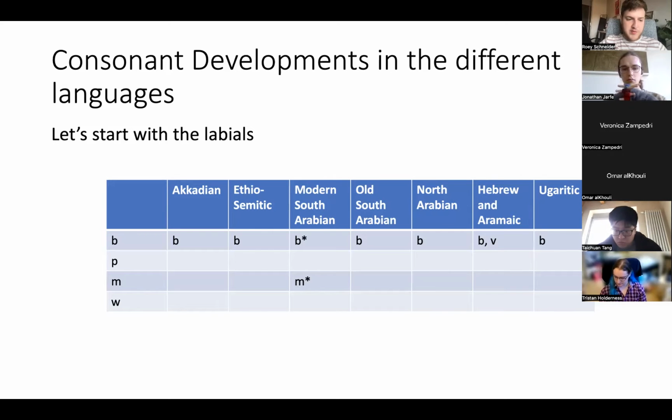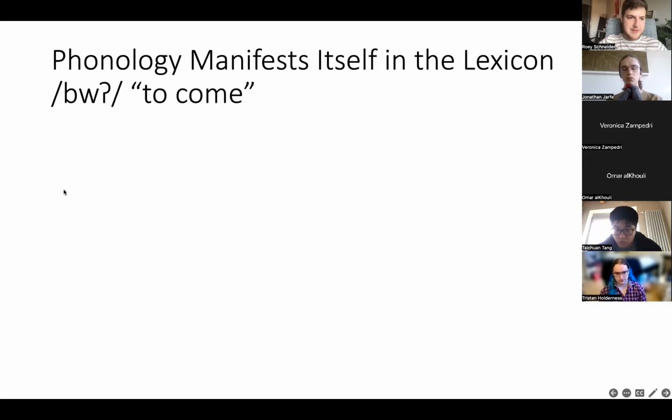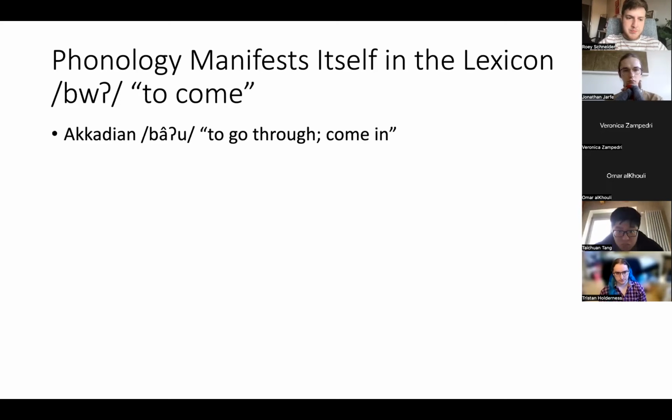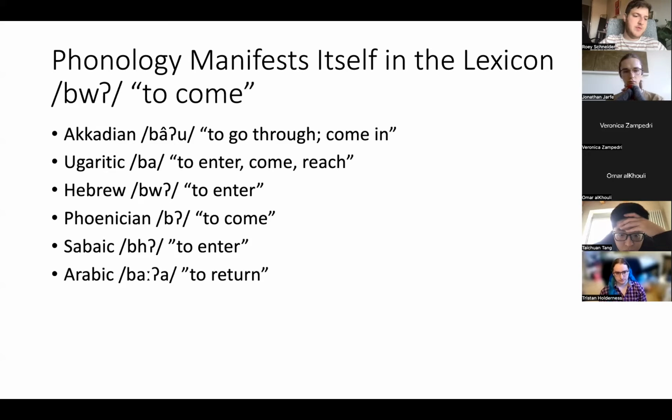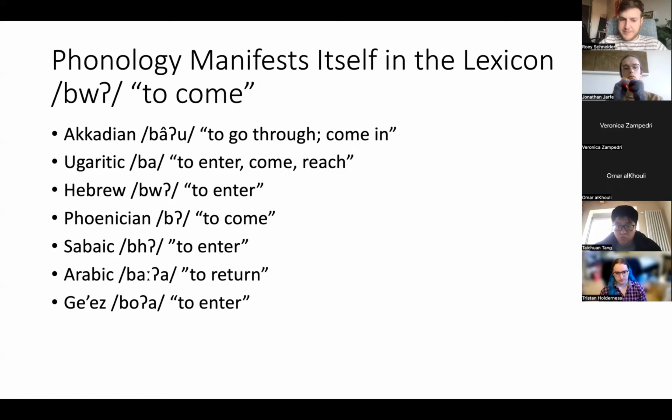So, for example, if we look at the consonant B, or bet, we can see that the phonology manifests itself in the lexicon. So we have the verb to come in all of these languages. And from that, we can see what happened to B in all of these languages. Is that clear?